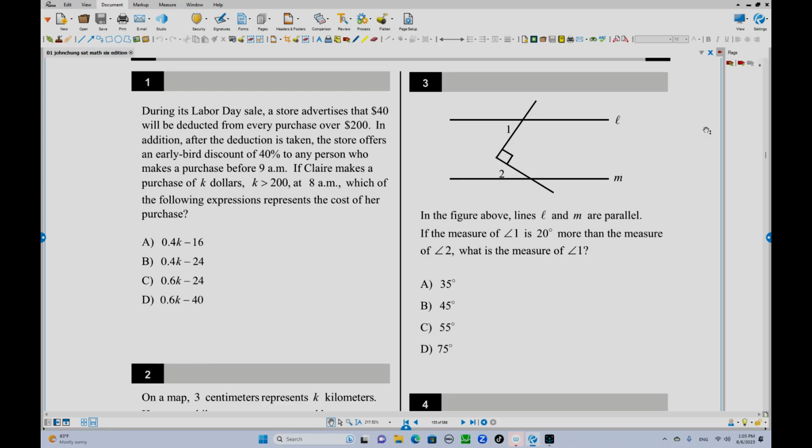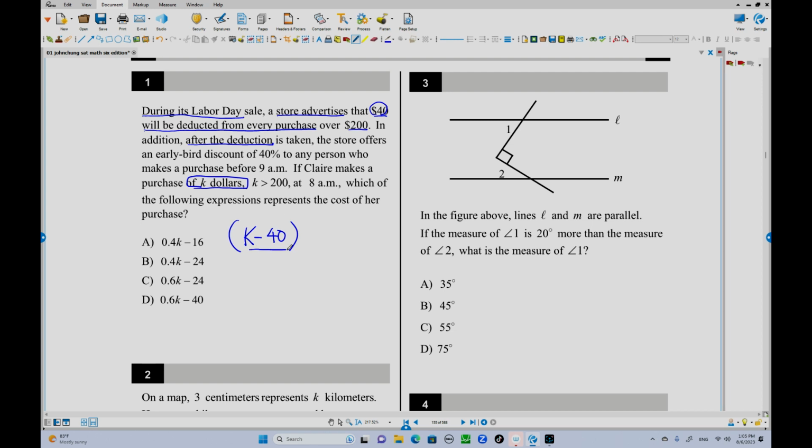To test section 4, this is number 1. During its Labor Day sale, the store advertised $40, not percent, $40 deducted from every purchase over 200. After deduction. So if you have some amount K dollars, K is greater than 200, you can take $40 off. So K minus 40.